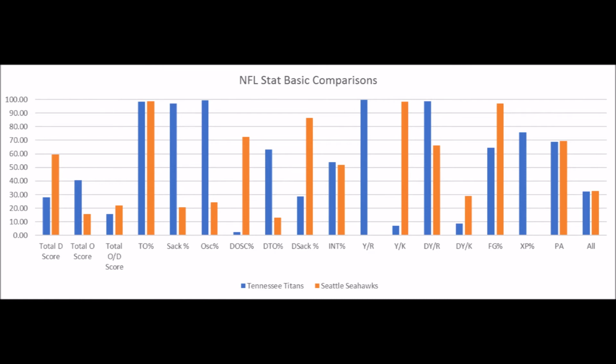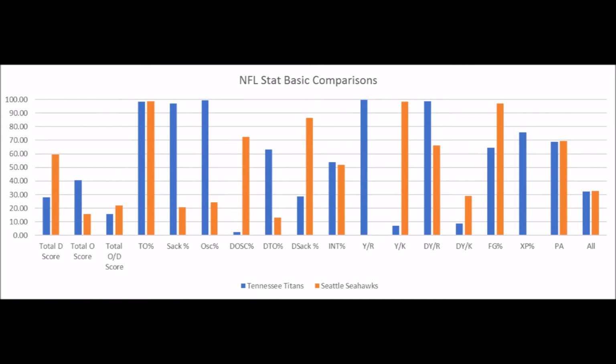And in terms of defensive special teams, the Titans are doing very well when it comes to preventing kick returns compared to the Seahawks, whereas the Seahawks are a little bit better when it comes to preventing kickoff returns overall. But they're both below average. Both of these teams are below average when it comes to preventing kick return yardage in the NFL so far.